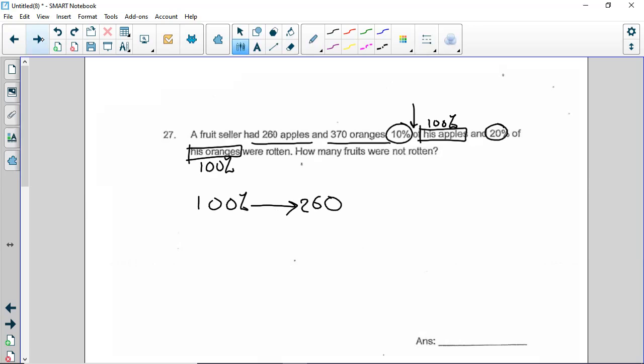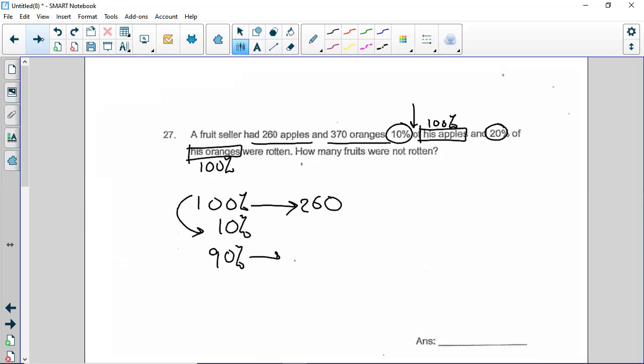Shortcut. Okay, what's the shortcut? I want to find how many apples are not rotten. So I will need to know that will be 90%, right? Because 100% is the apples. You minus away 10% that is rotten. You get 90% not rotten. So shortcut. What's the shortcut? The shortcut is to jump.